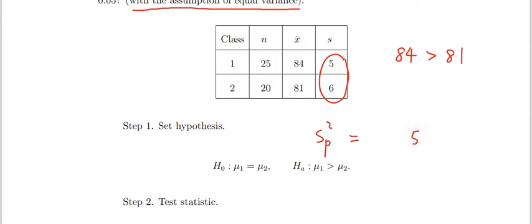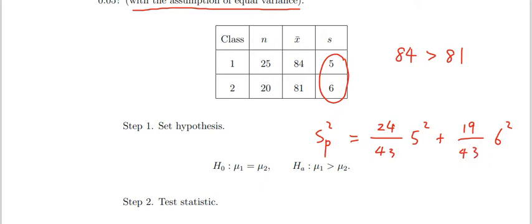So here we have two variances, 5 squared and 6 squared. This is a weighted average, weighted on what? On the degrees of freedom. So for 5 squared, the degrees of freedom is 24, right? N minus 1. For this one, the degrees of freedom is 19, right? So it is weighted on the degrees of freedom. The total weight is 24 plus 19, which is 43, right?